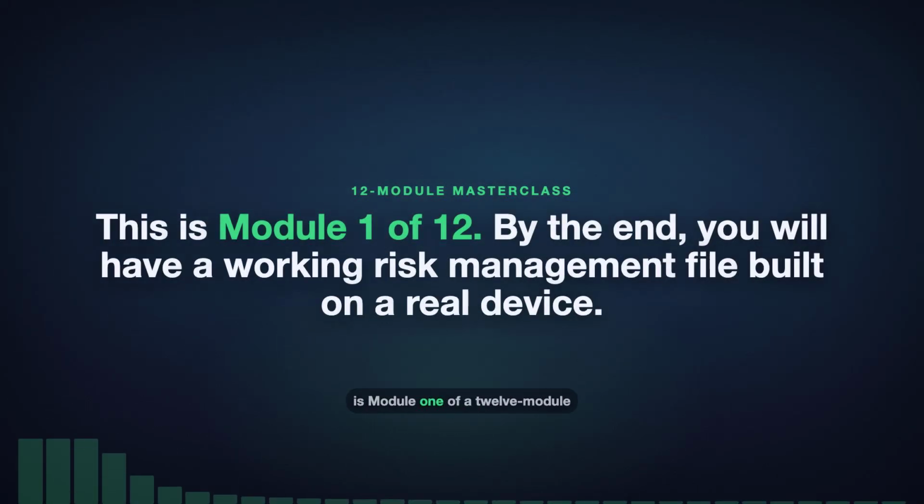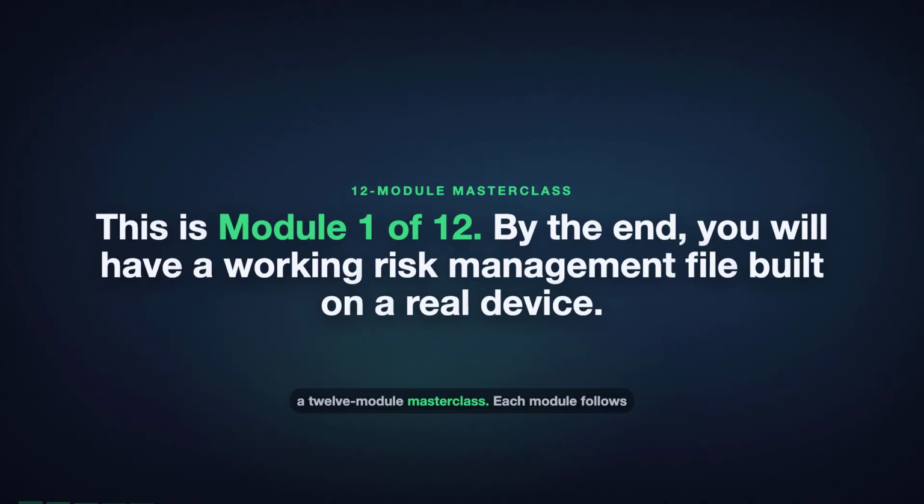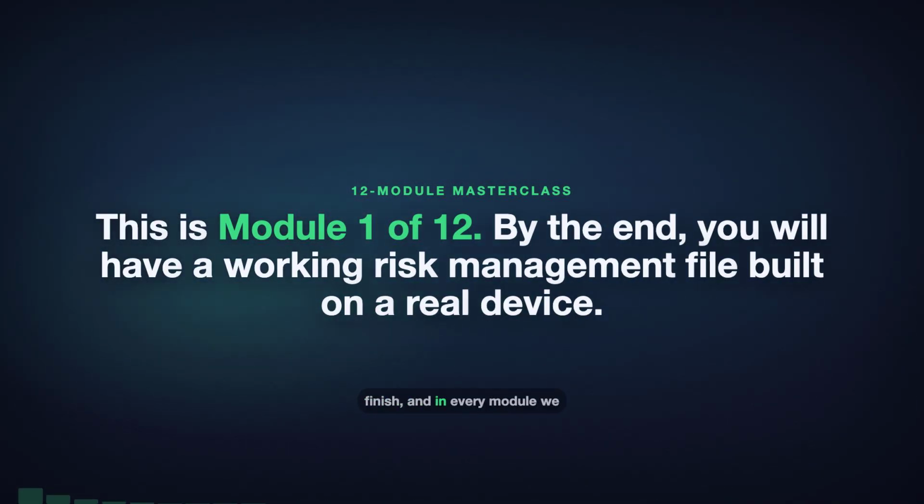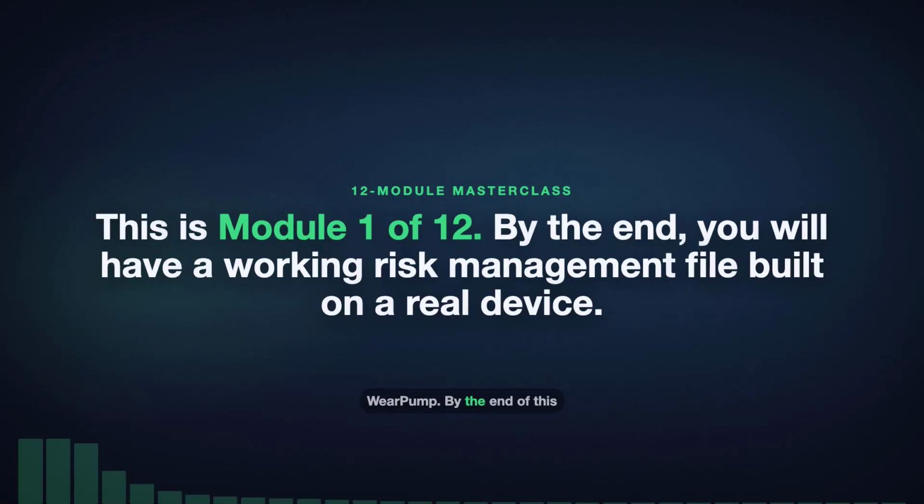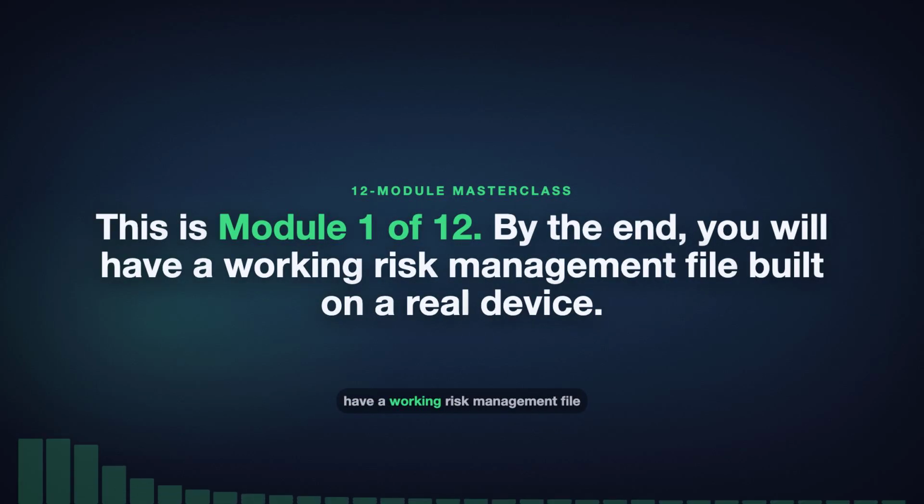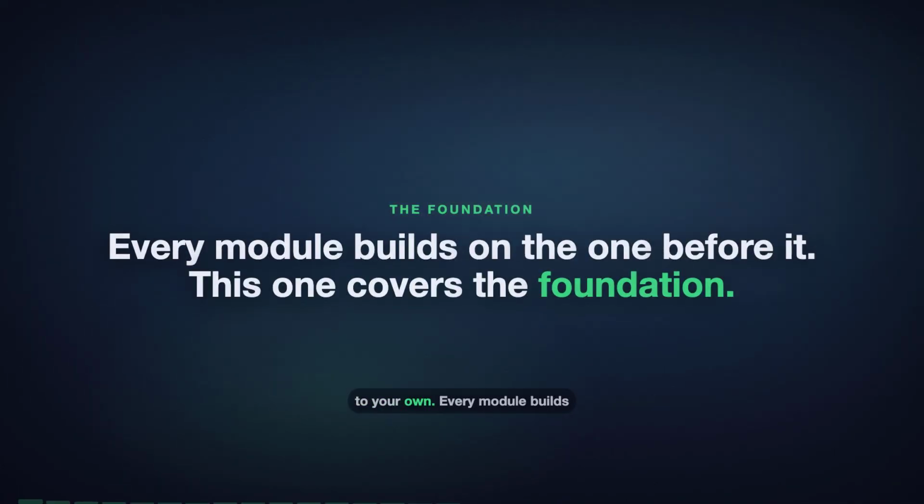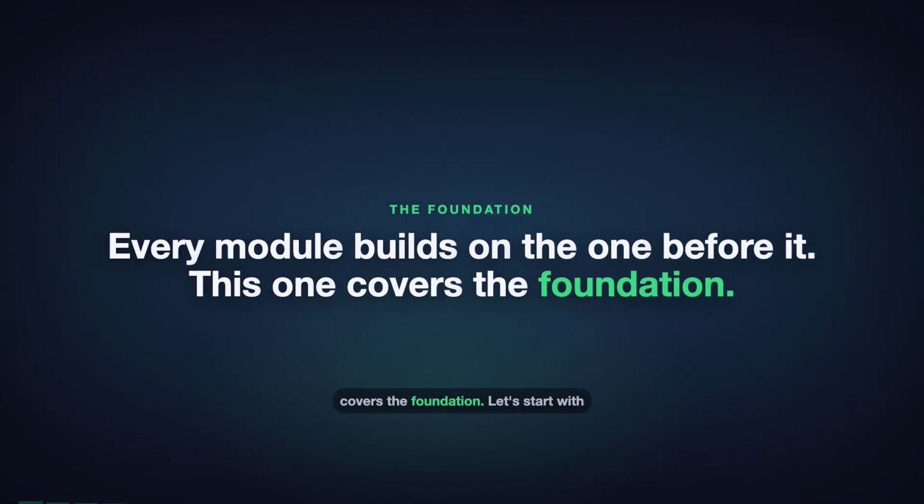This is Module 1 of a 12-module masterclass. Each module follows the ISO 14971 risk management process from start to finish, and in every module, we apply the concept directly to WearPump. By the end of this course, you will not just understand the standard, you will have a working risk management file built on a real device that you can adapt directly to your own. Every module builds on the one before it. This one covers the foundation. So let's start with the basics.